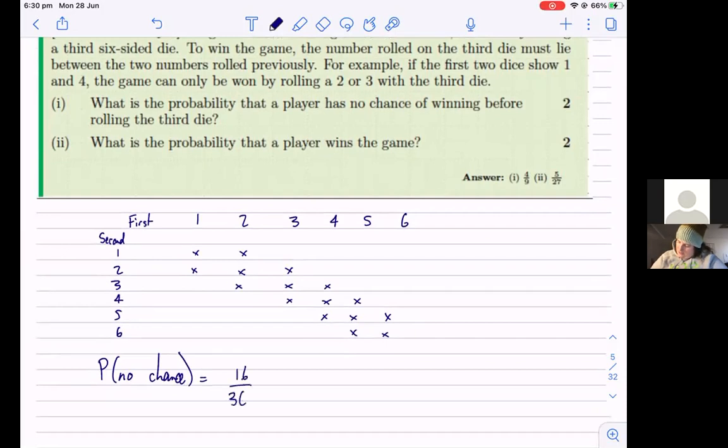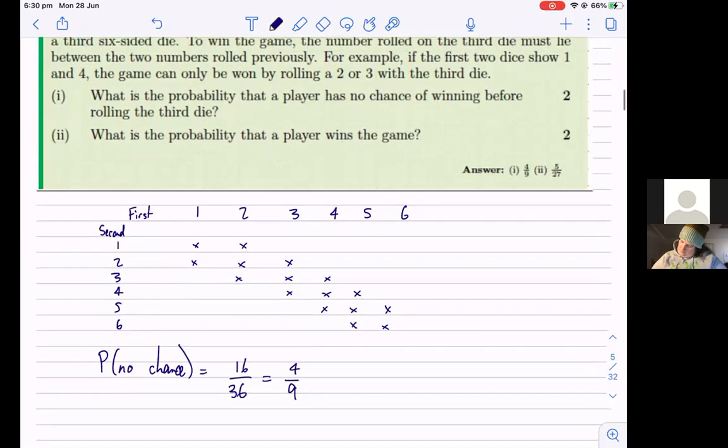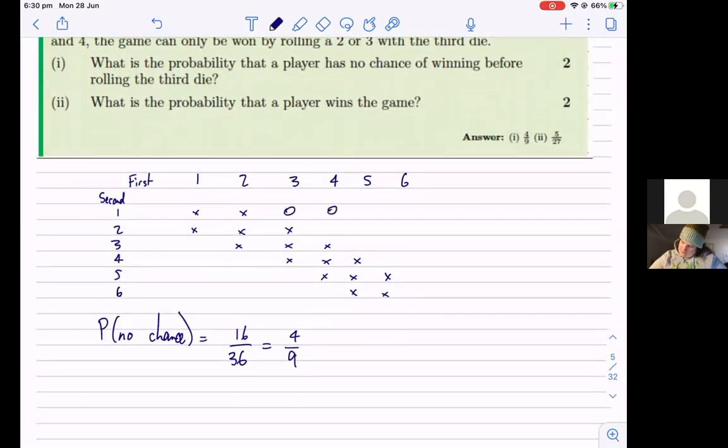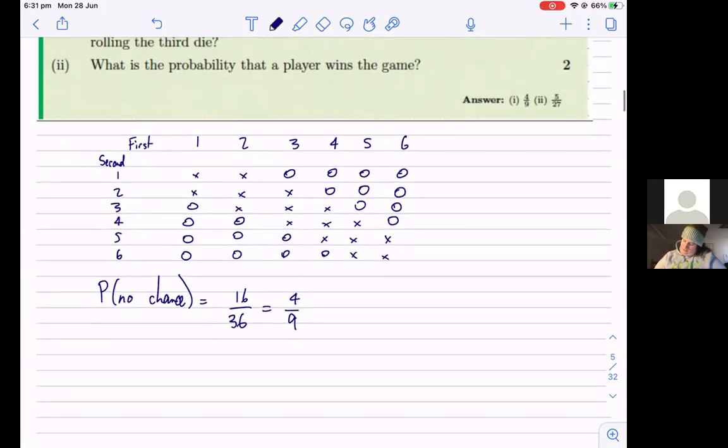Out of our 36 combination options we had, which gives us 4/9, I think. Hang on. Yep. Okay, what's the probability that they win?